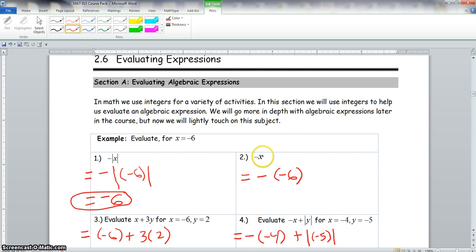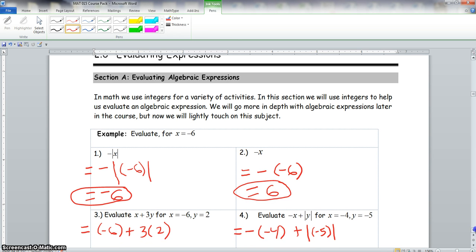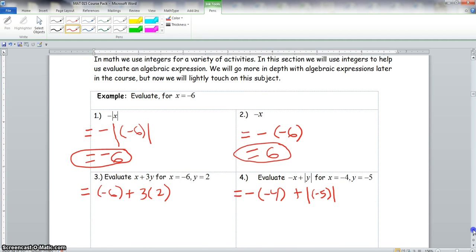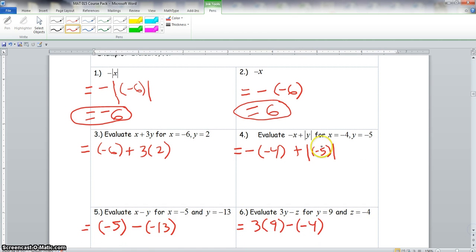Now, number 2, we're going to put in -6 for x. So we put in -6 and we brought down our negative sign. Now remember, this is just a parenthesis. So this means the opposite of whatever this -6 is. The opposite of -6, we know is +6. So that is our answer. Now, one thing before we go down here to problems 3 and 4 that I want to go back to problem 1 on. This negative sign on the outside means the opposite of whatever your absolute value is. The absolute value of -6 is +6, and we took its opposite, which is -6.